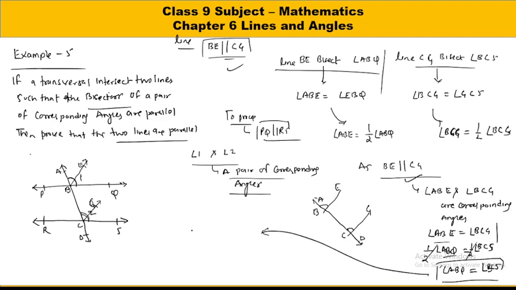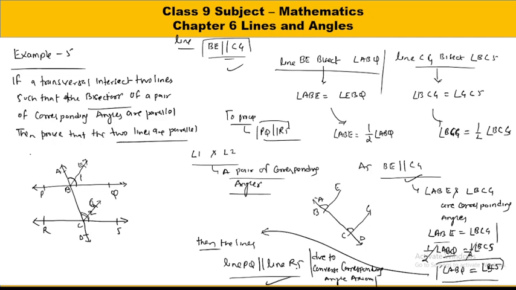On the basis of this, these are corresponding angles, and if we find that these corresponding angles are equal, then we can say line PQ is parallel to line RS. It is due to the converse of the corresponding angle axiom. So this way we solve this particular question.